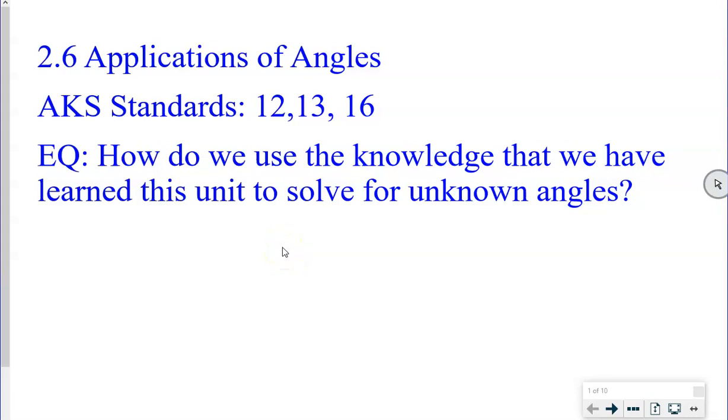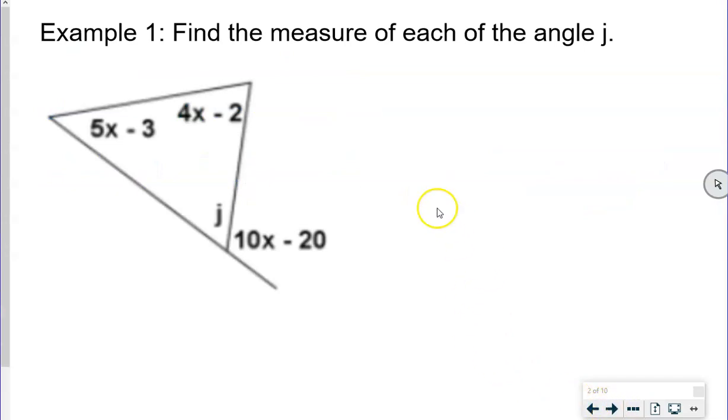So in this video today, guys, we're going to learn how to apply all of the properties we've learned, okay? By the end of the lesson, we're going to be able to answer this question: how do we use the knowledge that we have learned in this unit to solve for unknown angles, okay? So the first example is find the measure of each angle, and, I guess, J. So we're going to find them all, okay?